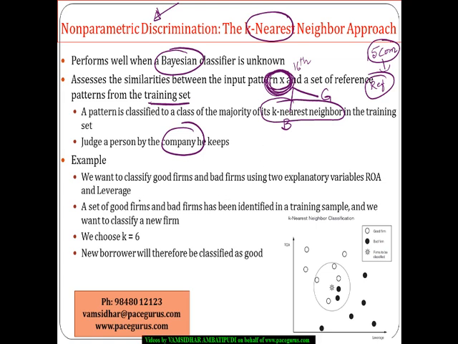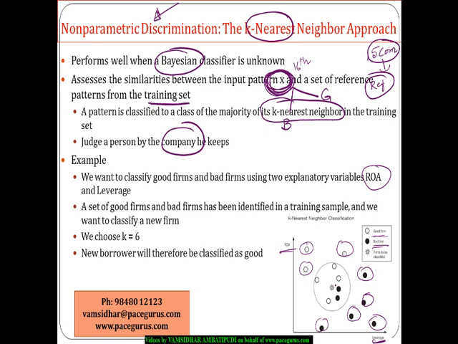So just for example, let's look at it like this. I want to classify good and bad firms using two variables, ROA and leverage. So I have taken ROA and leverage as the X and Y axes, and I am plotting different kinds of firms under different ROAs and leverages. Some of them are good, some of them are bad. The bad firms are highlighted in black, the good firms are in white. That is what we are calling my training sample.